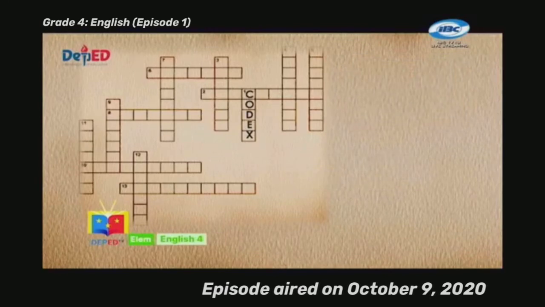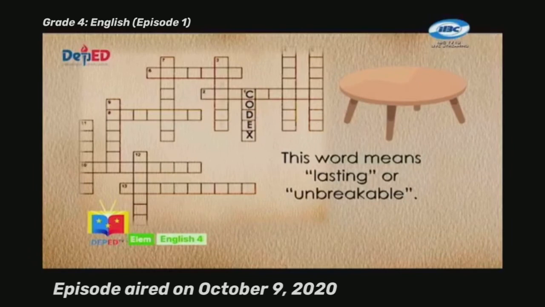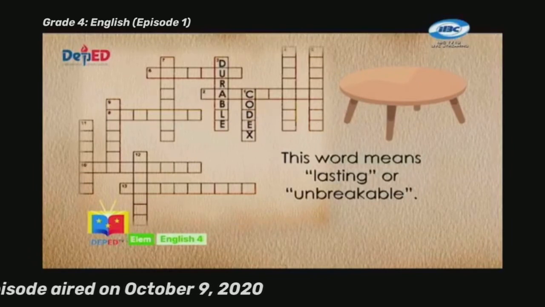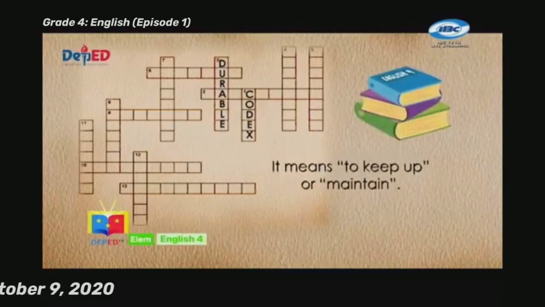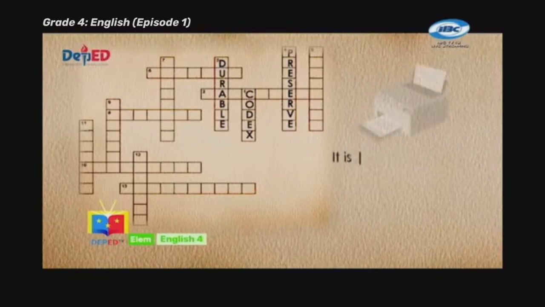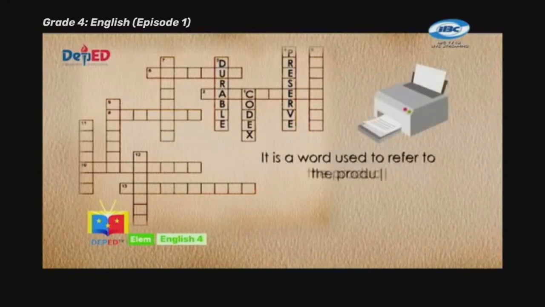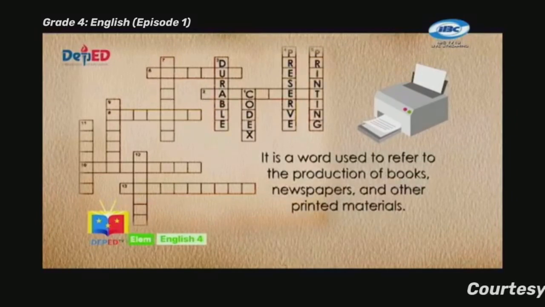Number 3. The words lasting and unbreakable are equivalent to the word durable. Number 4. To keep up or maintain also means to preserve. Number 5. The production of books, newspapers, and other printed materials is simply called printing.